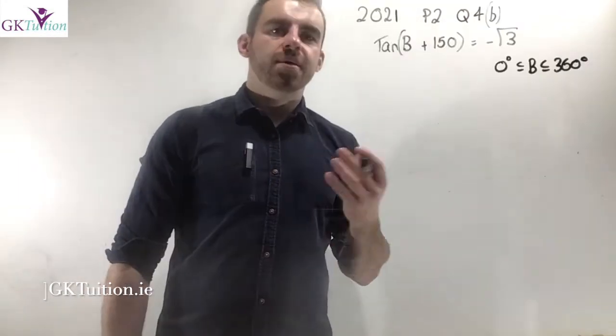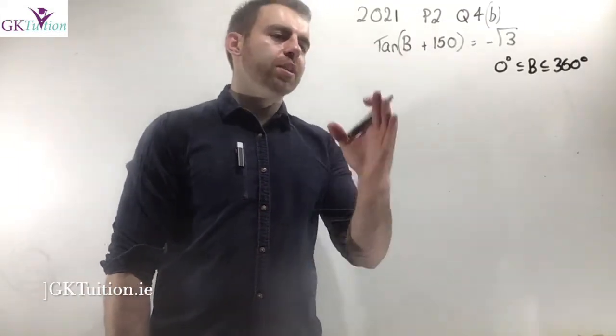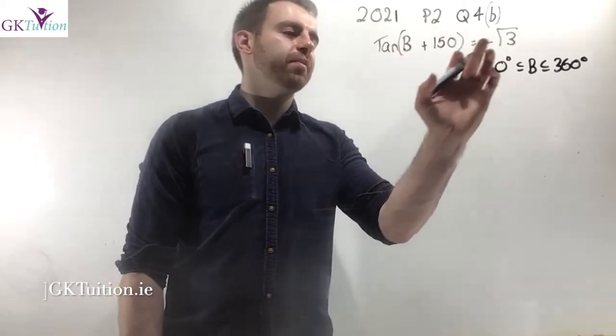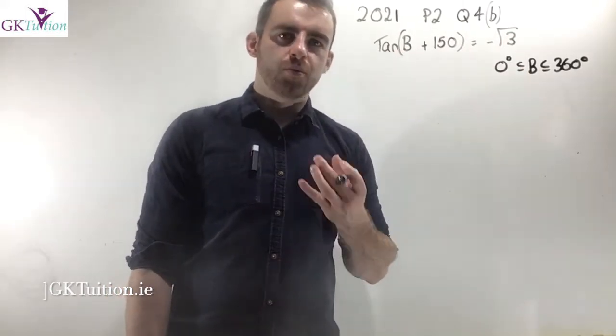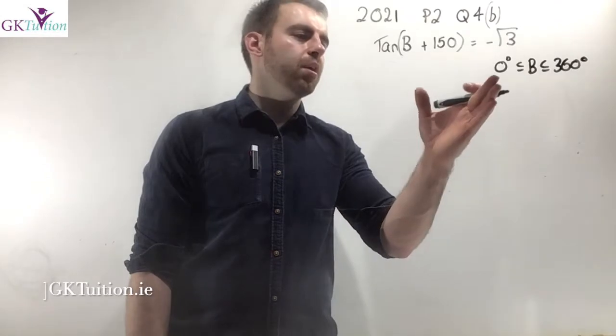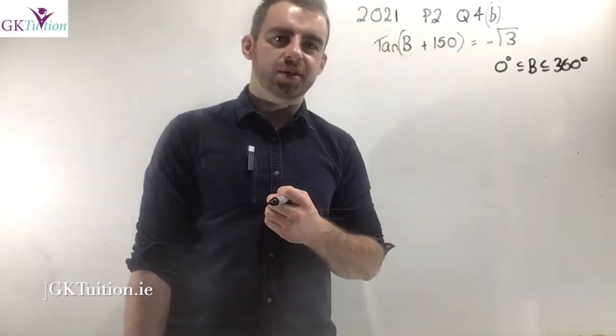your final answer works out that cos theta is equal to 3 over 5. In part B of this question, we're told that the tan of b plus 150 is equal to minus root 3. And we're asked to find the possible values of b between 0 and 360 degrees.